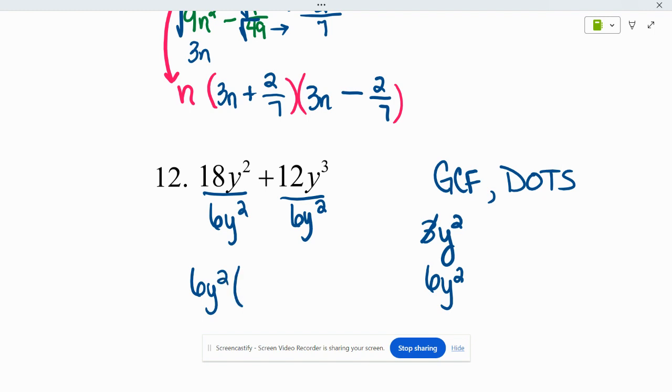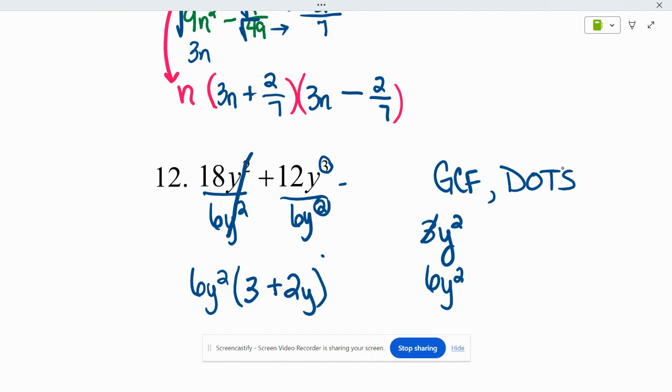So let's see. Matthew, when I divide 18y squared by 6y squared, what do I have left? 3. Good job, sir. Bailey, when I divide 12y cubed by 6y squared, what do I have left? What is 12 divided by 6? You're close. 2y. Good job. A positive 2y. I know what you did.